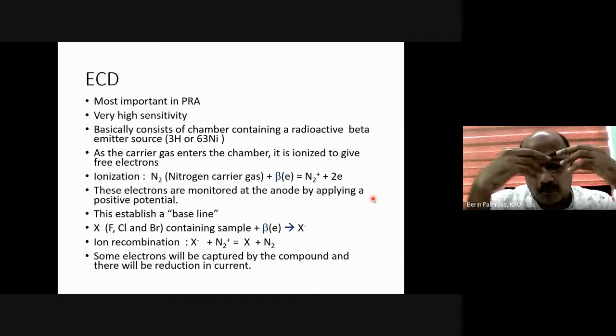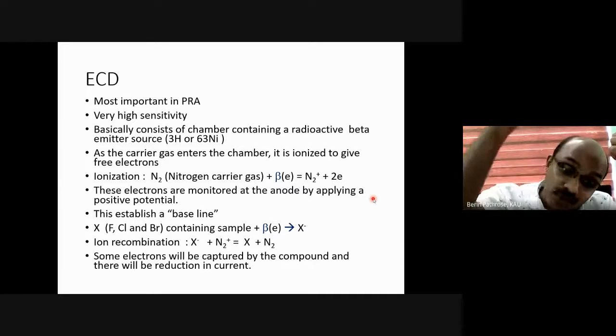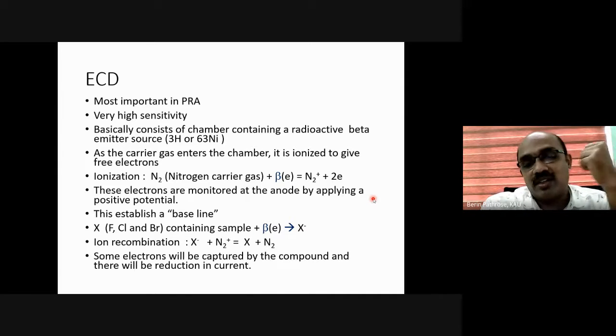So if the concentration of the compound is more, the drop in current also will be more. So depending upon that, we can measure the concentration of the compound.